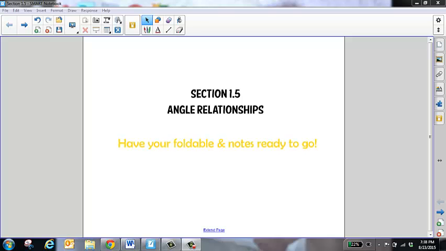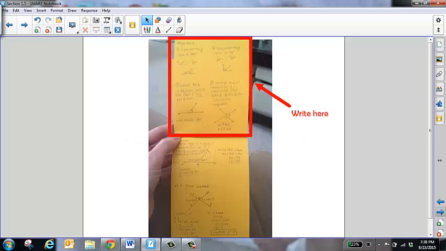Before you guys start watching the video, make sure that you have your foldable and your notes out and ready to go. So you might want to hit pause, get that stuff out of your bags, and then hit play when you're ready. So where we're going to be writing in our foldable is we're going to open it up to the angle pairs flap.